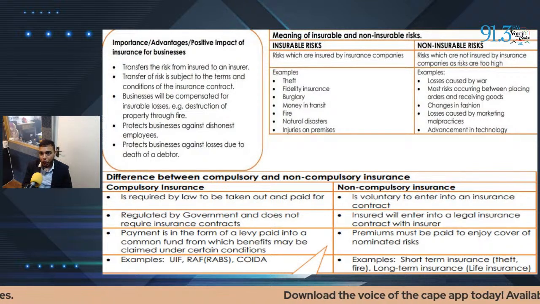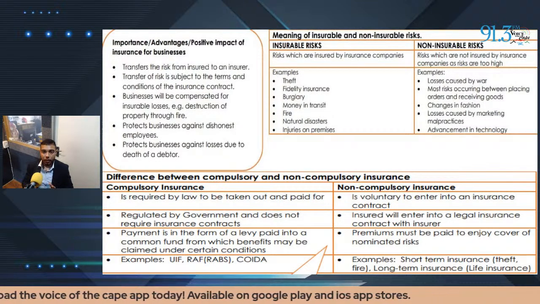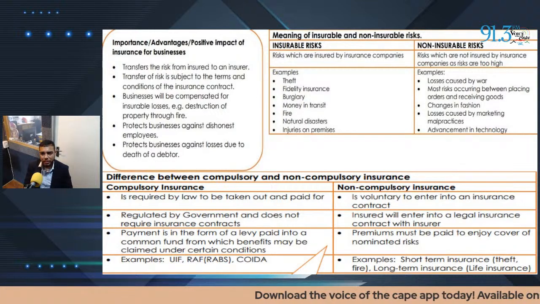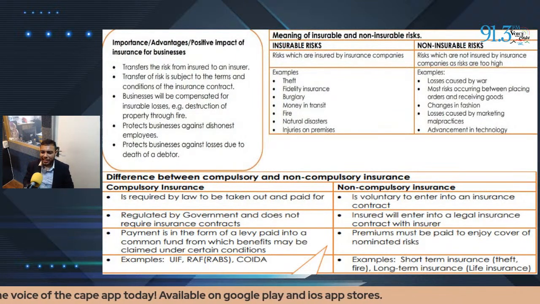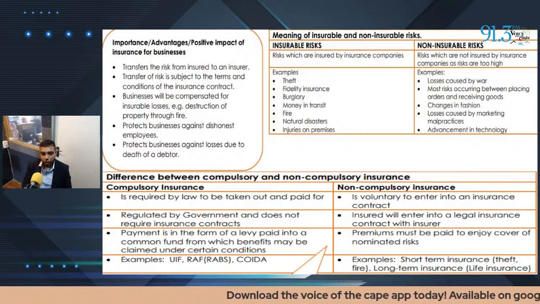Changes in fashion. You can't have insurance on changes in fashion, meaning if today the fashion is those skinny jeans and it goes out of fashion tomorrow, you can't get paid out for that, even though you took out insurance. Therefore, they're telling you it is a non-insurable risk, because we do know a few years down the line, those skinny jeans will come back into fashion. Also losses caused by marketing malpractices or advancement in technology.